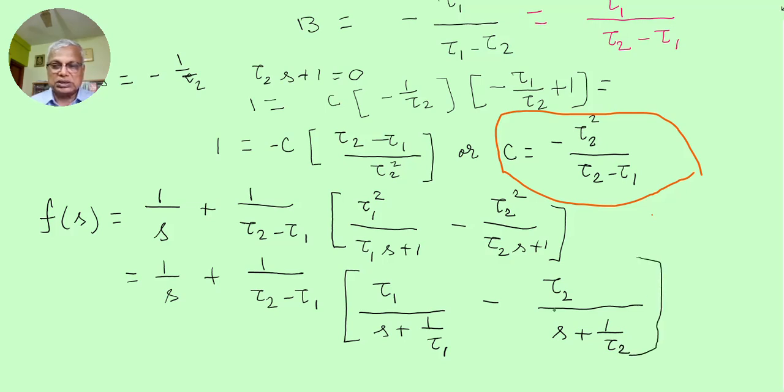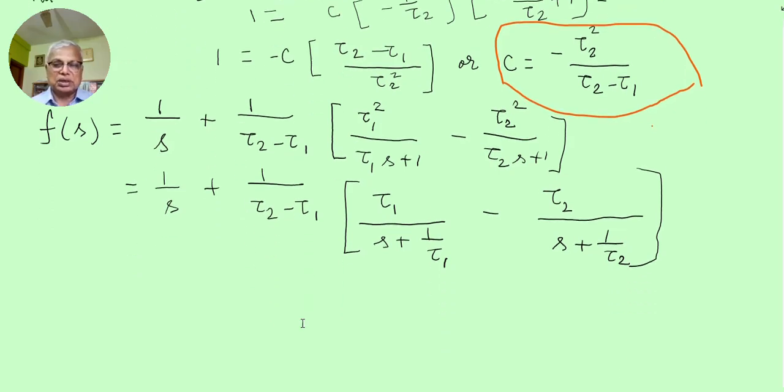The idea is that both the terms in the bracket become 1 by s plus a form. The inverse of 1 by s plus a is e power minus at. So that's the formula I'm going to use, and it becomes easy. Now take the inverse.